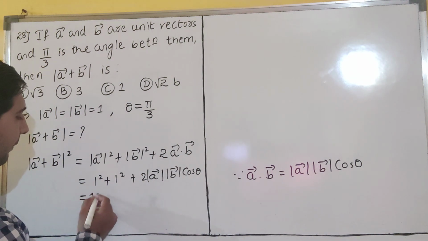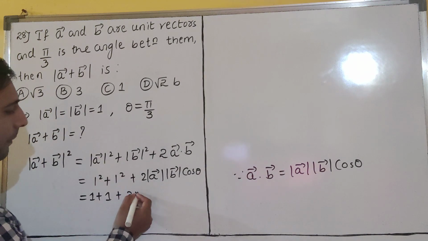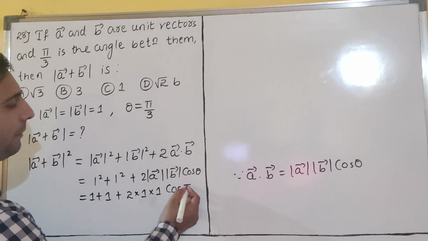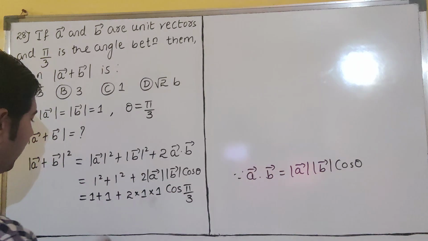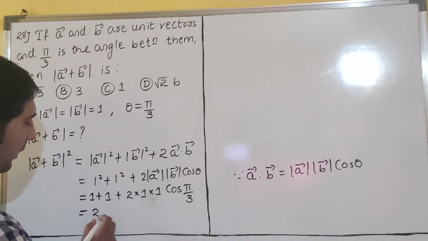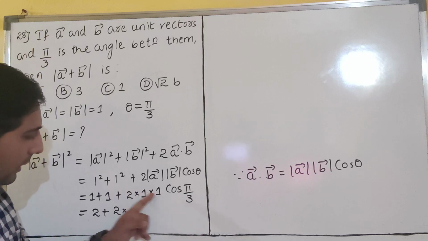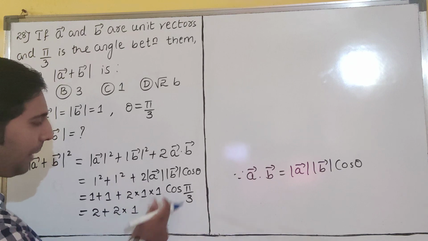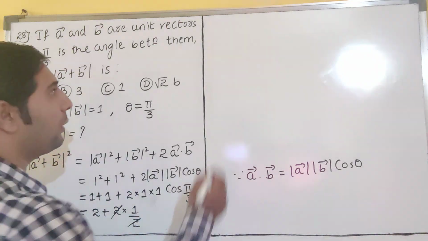So now see here. 1 square is 1, 1 square is 1. 2 into magnitude A, which is 1, magnitude B, which is 1, cos theta. Theta is how much? Pi by 3. Will you agree, everyone? Theta value I am substituting here. So now 1 plus 1 is 2. 2 into 1 into 1 is 2 into cos 60 degrees. Pi by 3 means 60, cos 60 is 1 by 2, dear students. The 2s get cancelled. So now 2 plus 1.